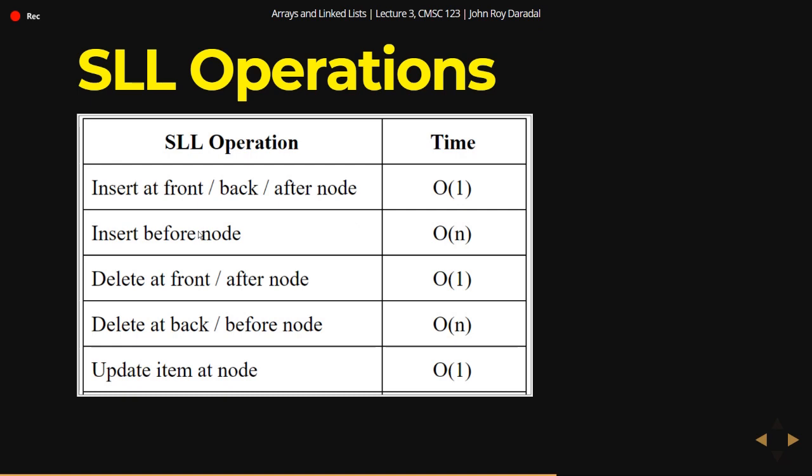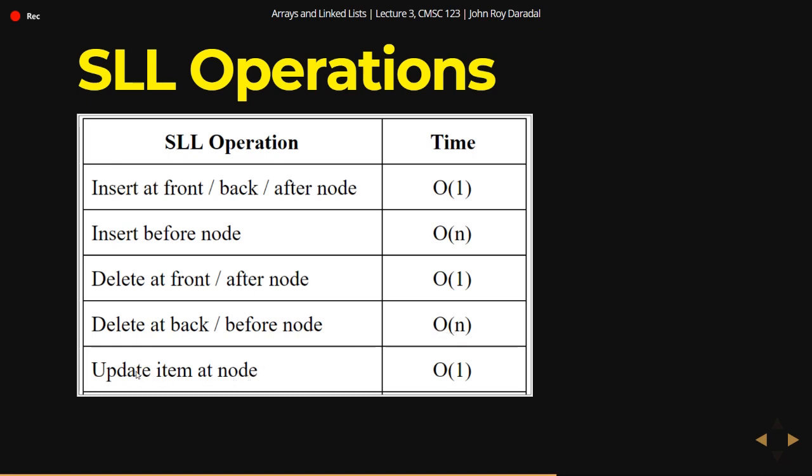Why is that? Because we don't have access to the node before the current node. So what we'll do is we have to traverse from the head node all the way to the current node, and that could take O of n time. Okay. If you delete at the front or after a node, that's also constant time because you can do it in 3 steps. But if you delete at the back, as we saw earlier, or before a node, it will also take O of n time because again, we don't have a reference to the previous node. So we'll have to traverse from the head node.